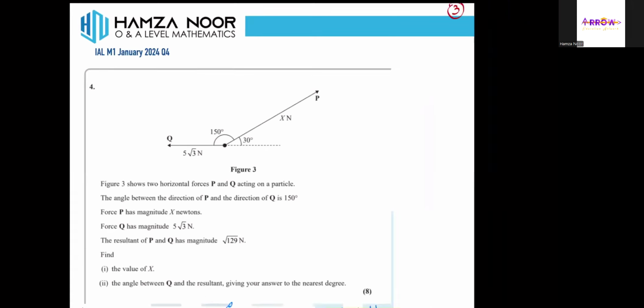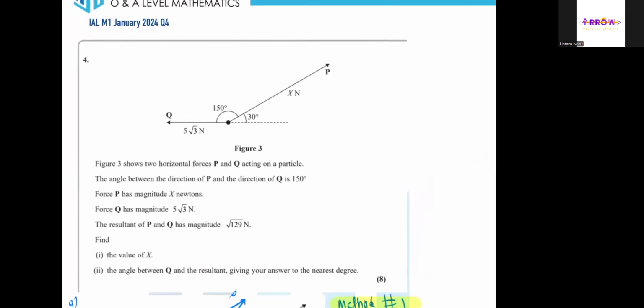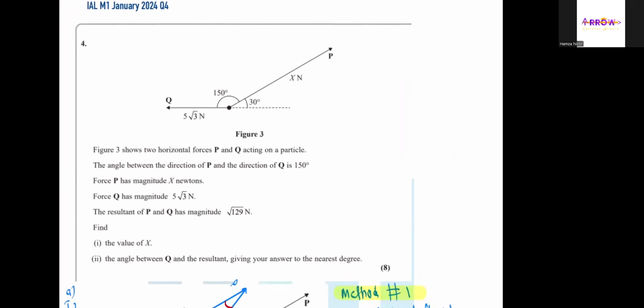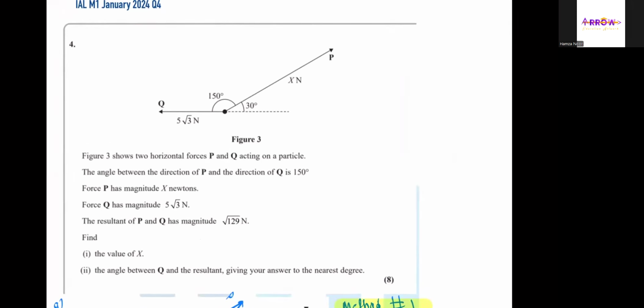Okay, so first thing first, we have a question, IAL M1 January 2024, question number 4. Exactly two forces are acting on a particle, so let's see what the question says.